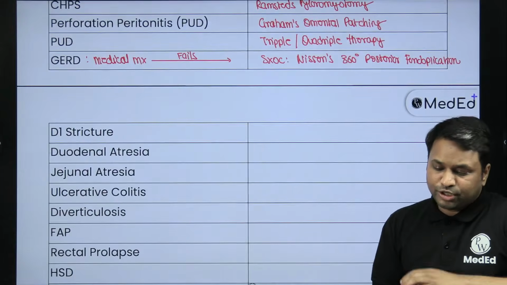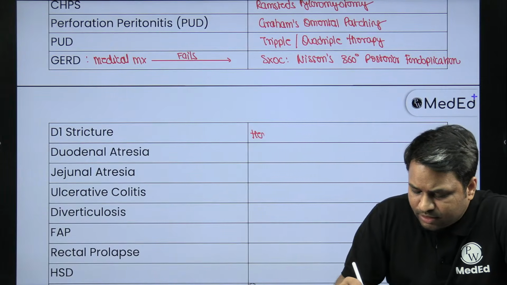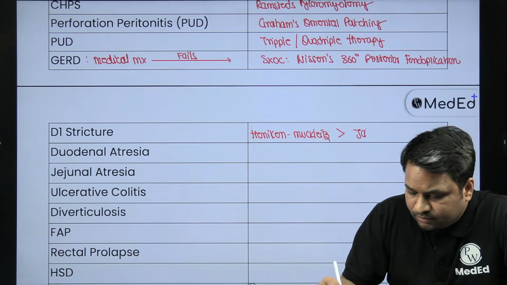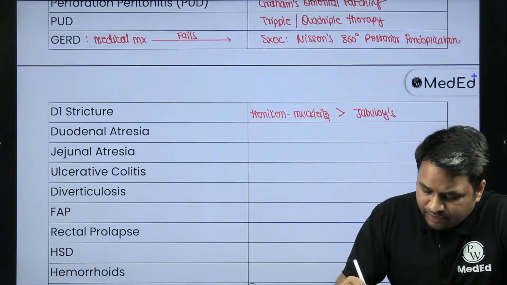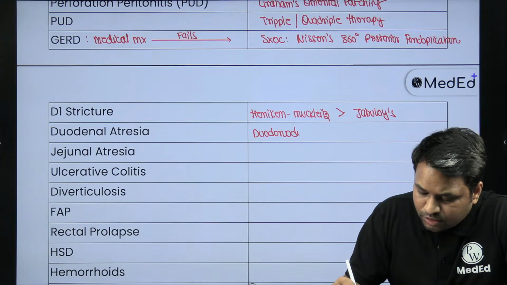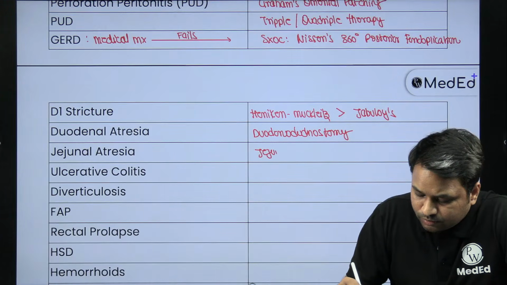For a D1 stricture, you can do a stricturoplasty. You have Heineke-Mikulicz and Jaboulay. There are 2 surgeries that you have. For duodenal atresia, we do duodenostomy. For jejunal atresia, we do jejunostomy.